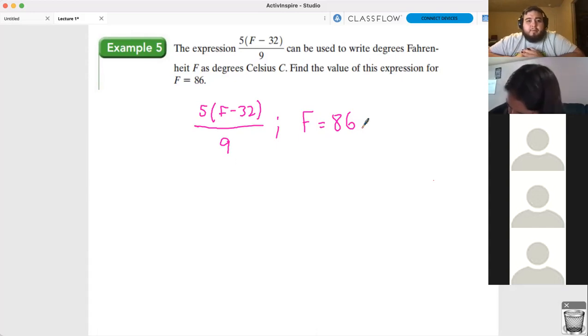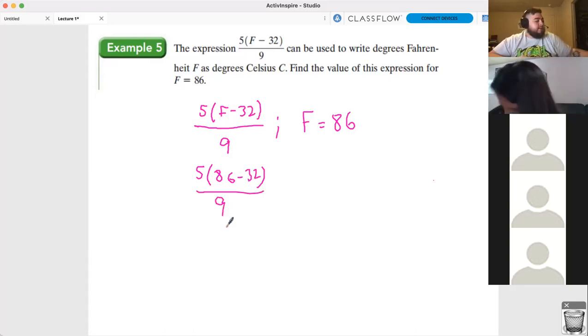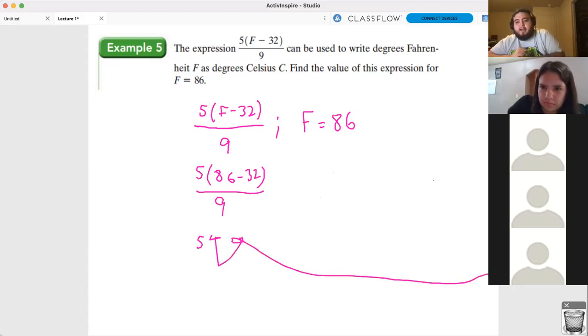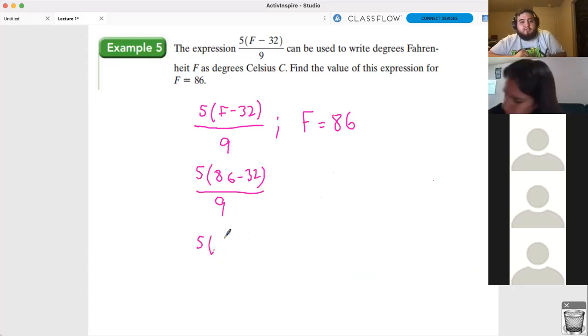Would anyone like to tell me what will be the first step after this line? What do we do with the expression and the F value? 86 minus 32. Excellent. So we're going to plug in 86 for F. We get 86 minus 32 over 9. Can someone tell me what 86 minus 32 is? 270. 270 for 86 minus 32? 54. 54, because remember, we're doing the steps, guys. So it'll be parentheses 54 over 9.